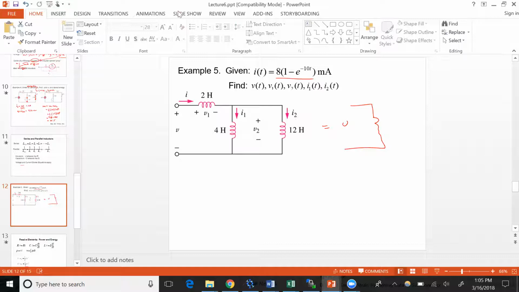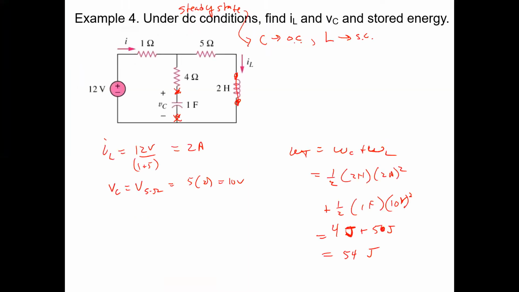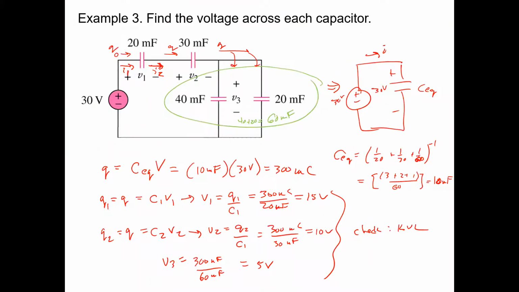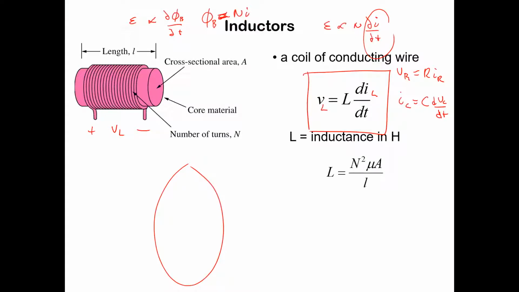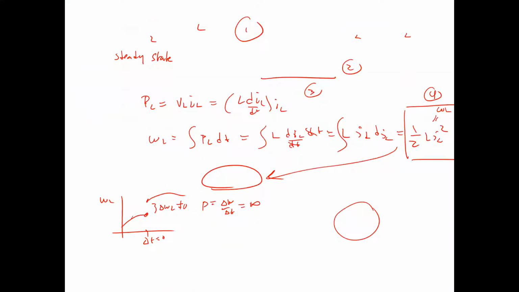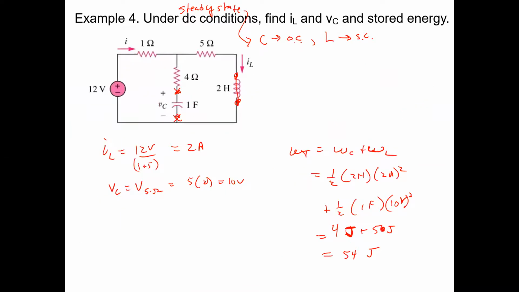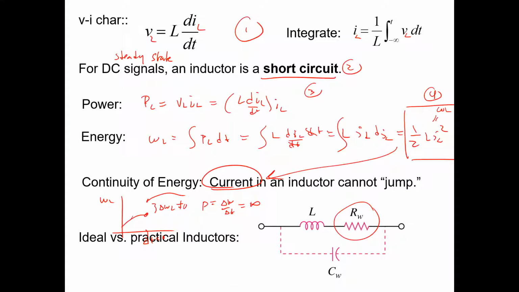So we were learning about inductors, and the relationship between voltage and current for inductors and capacitors are differential equations, so that brings an interesting element into the class. And we talked about how inductors, in the steady state, are like a short circuit.